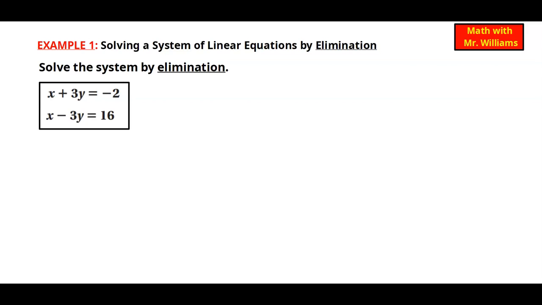Math with Mr. Williams, Example 1. Solving a system of linear equations by elimination. Solve the system by elimination. So we have two equations. We have x plus 3y equals -2 and x minus 3y equals 16.